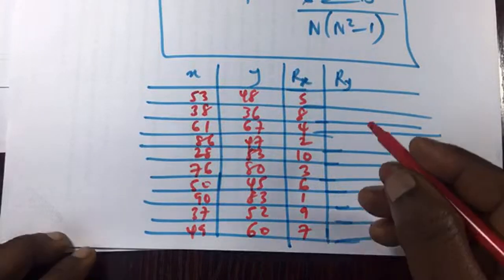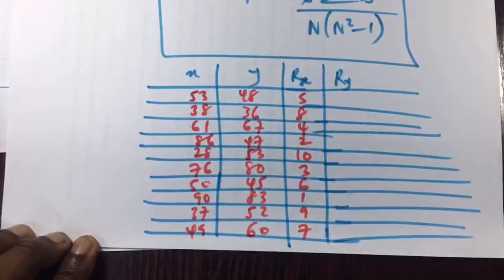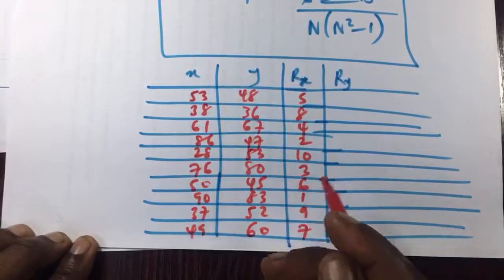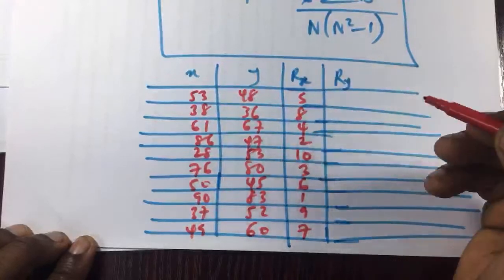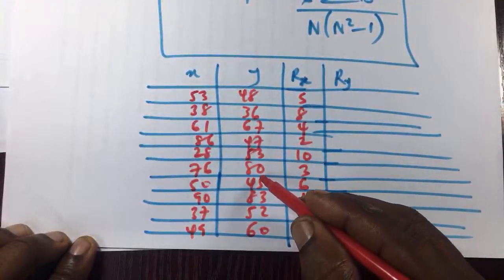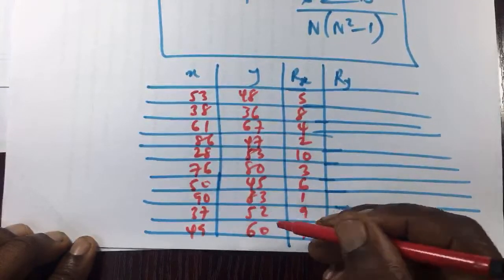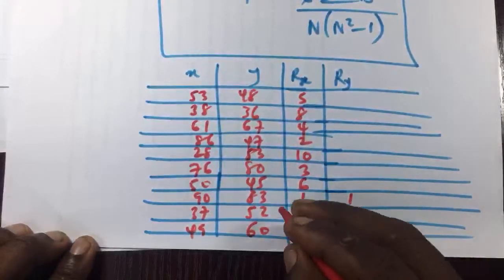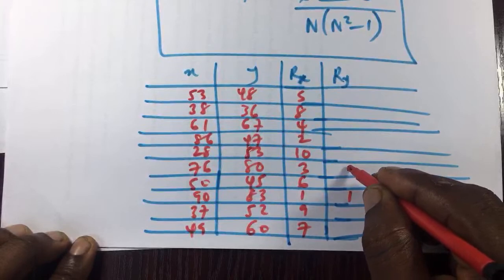Okay, so let us now come over here and rank the values under y. Remember, the smallest value will get the largest rank. The largest value will get the smallest value as rank. So what is the largest value here? Let's see, is there any value? Okay, 83. So 83, we are going to give 1 because it is the largest value. Next to 83 is 80, so we are going to give 80 2.